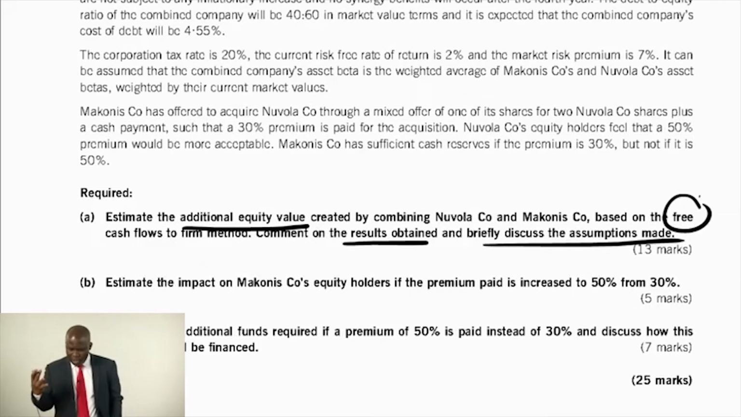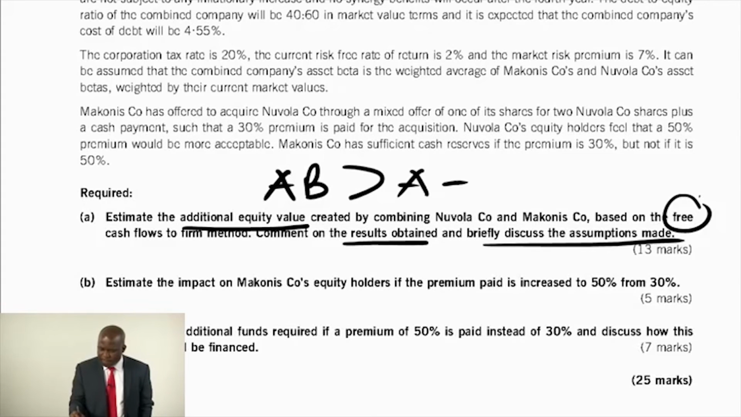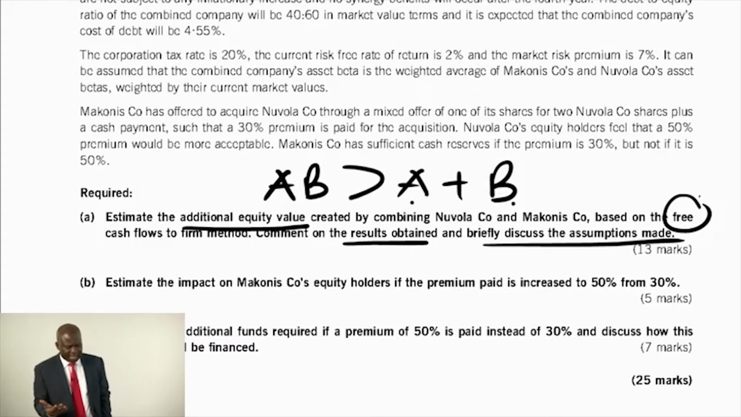So here your focal point is AB should be greater than A plus B. So the moment I see that, I would have to what? Check the value created. This is my focal point. I would have to value A, I would have to value B, I would have to value A and B, which is the combined business. Which method I will use to value them, I cannot stand here and say it. It depends on the question in front of me. The examiner can tell you using the free cash flow basis. The examiner can tell you using the PE ratio basis, whatever.